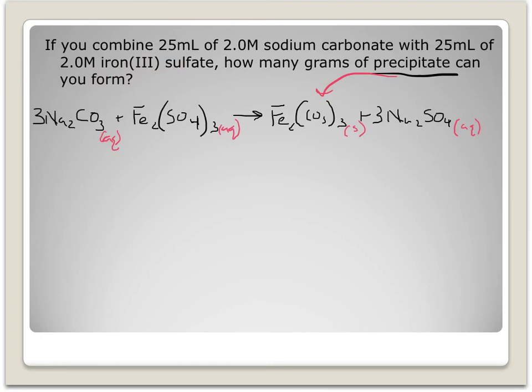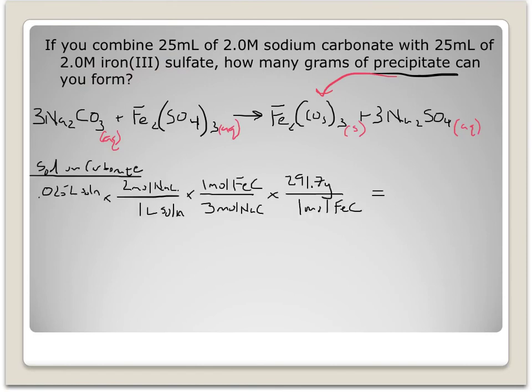Pause the video, give both of those a shot, then resume the video and check your answers. All right, so here is my first ingredient. That does, believe it or not, spell sodium carbonate. And then I solved out the sodium carbonate solution right here. If we had 25 milliliters, that's 0.025 liters of a 2 molar solution, which means 2 moles for every 1 liter.